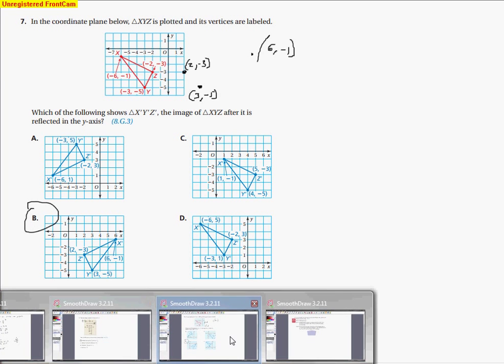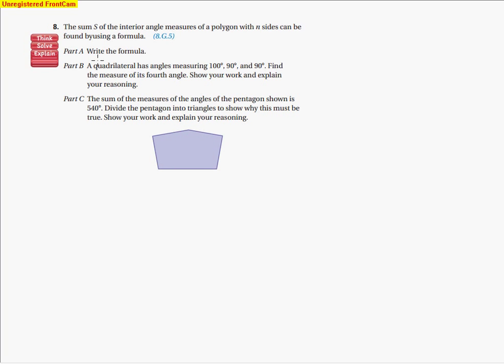Let's take a look at the last problem here. And here it says the sum S of interior angles measures a polygon with n sides can be found by using a formula. Write the formula. Well, we wrote that in the first problem. N minus 2 times 180 degrees, where n equals the number of sides. And so it says a quadrilateral has angles measuring 100, 90, and 90. Find the measure of the fourth angle. And so this is a quadrilateral this time.